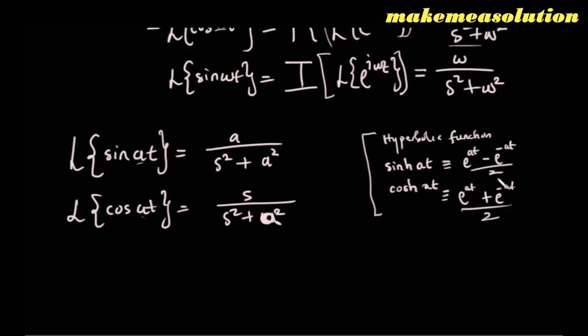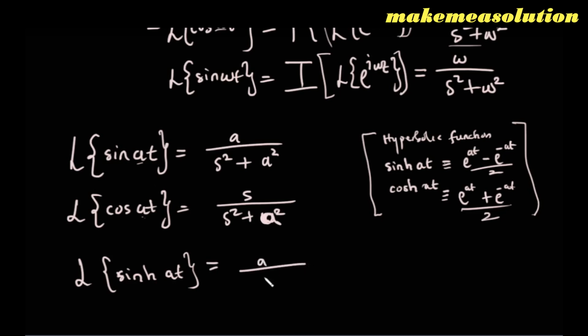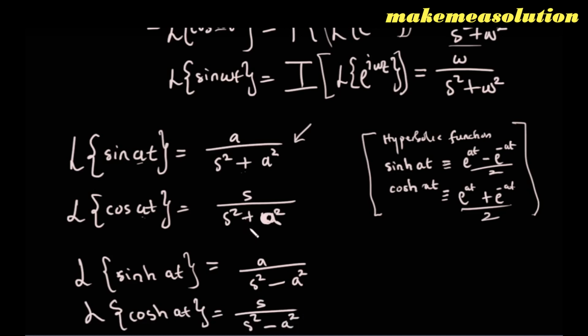If you use these identities on the right hand side, you will be able to find that the Laplace transform of sinh at, some people say sine h, is going to be a all over s squared minus a squared. It's like the previous one, but with the minus sign. And the Laplace transform of cosh at is going to give you s all over s squared minus a squared, just like the previous one, but with a minus sign. If you use these identities, you'll be able to derive it by yourself.